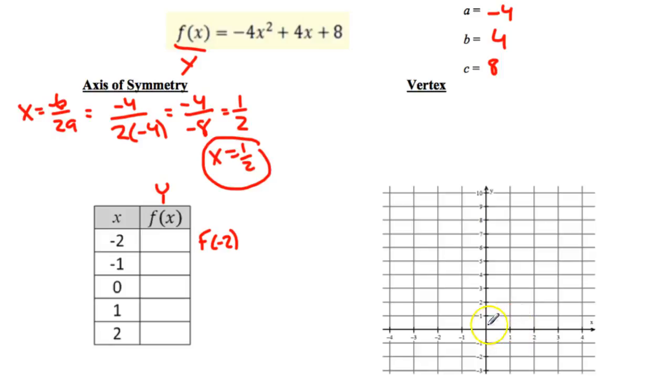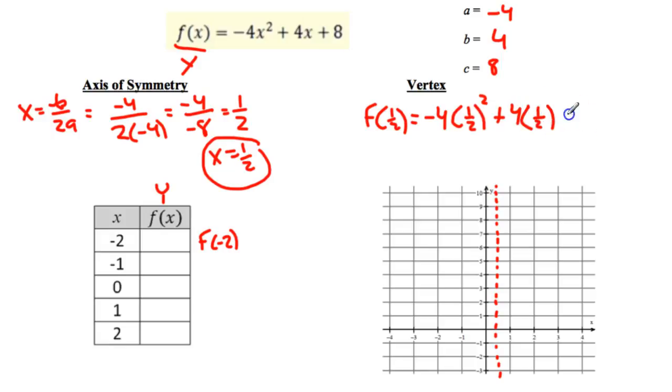All right, there we go. So if I graph it, there's 0, there's 1. The axis of symmetry is right down the middle of those two. When I find the vertex, I take this value and I plug it into the equation. So function notation, check this out. F of 1/2 equals -4, and whenever I see an x, I'll put in the 1/2. 1/2 squared plus 4 times 1/2 plus 8. So if you're trying to find it, you could do the math, you could figure this out.